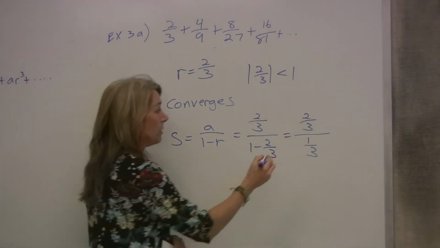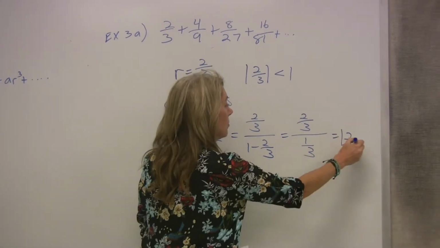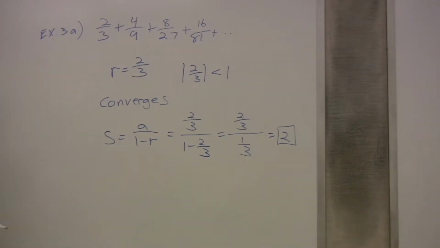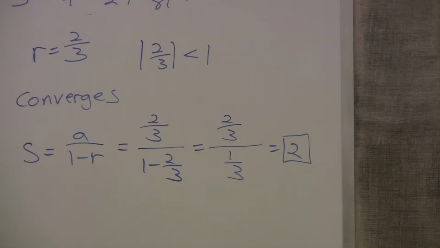2/3 divided by 1/3 is 2. So that series, if we could add all those fractions forever, will add up to 2.